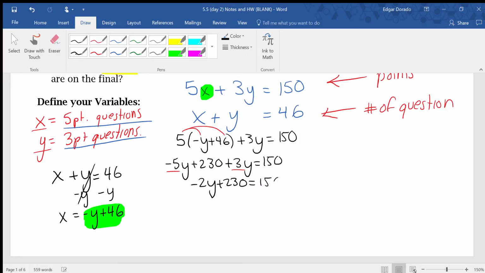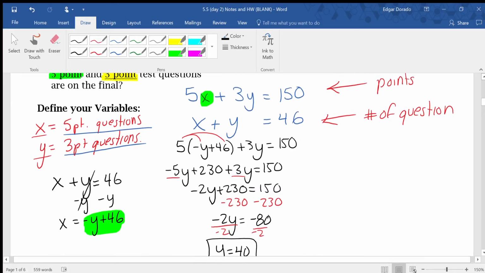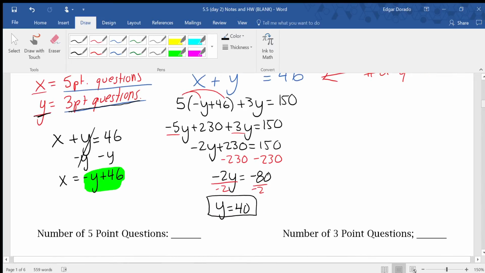If I subtract my 230 from both sides, I would get a negative 2y equals a negative 80. If I divide by negative 2, I should get my final answer of y equals 40. So, how many 3-point questions will there be on the test? There will be 40 questions.